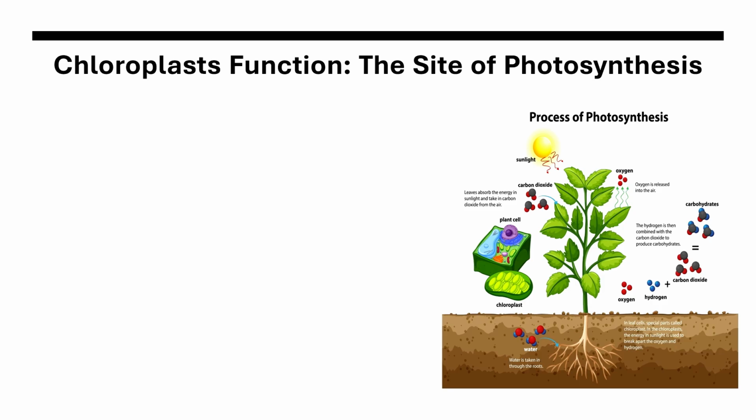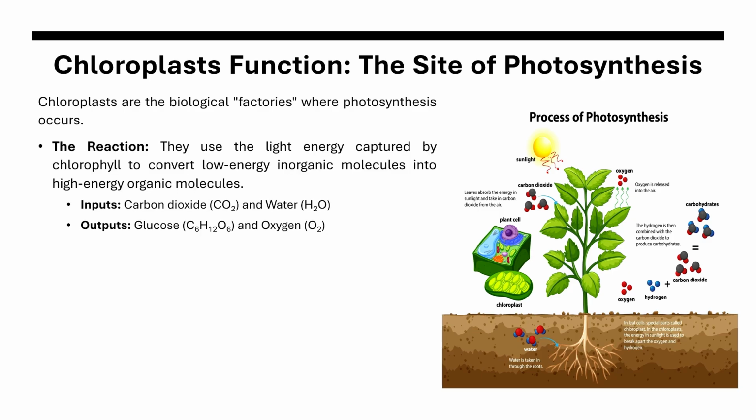So far we have seen the solar panels, but now let's look at the assembly line. Chloroplasts are the biological factories of the world. Their job is simple but miraculous. They take low energy ingredients from the environment and turn them into high energy food.